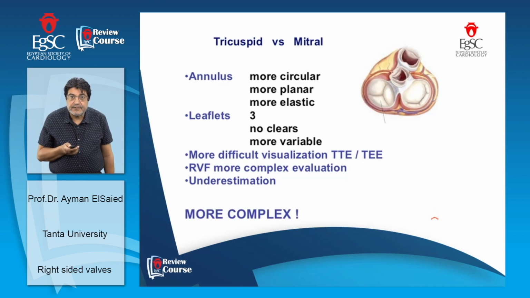Tricuspid is different from mitral. It is not circular and has three leaflets, and the longest one is the lateral leaflet, and the evaluation is by transthoracic echocardiography. In the mitral, you can use transesophageal echocardiography.